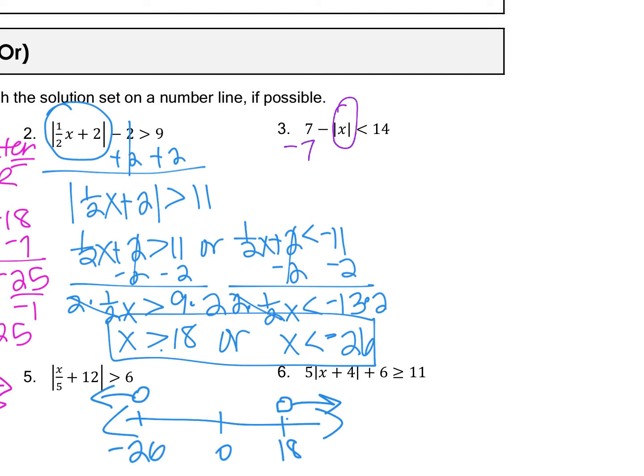So I'm going to subtract 7. That's negative absolute value of x is less than 7. And then we need to divide by negative 1. So we have absolute value of x, notice that we divided by a negative on both sides, so we would flip that to a greater than, and then that's negative 7.